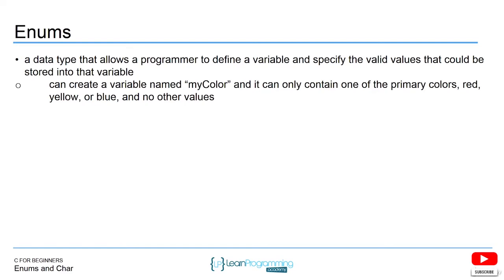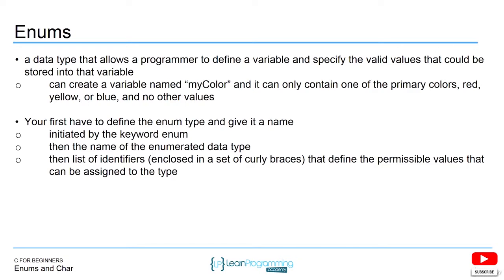So enum is the keyword. The first thing you have to do if you want to use this enum data type is define that enum type and give it a name, just an identifier, just like a variable name. And the way that you do it is you're going to use the enum keyword. And then after the enum keyword, you're going to provide a name, like an identifier. And then after the identifier, you're going to put the list of valid values inside curly braces. And you're basically saying that this enum can only be these values. And then when you want to use the enum later, you create a variable of that enum type.